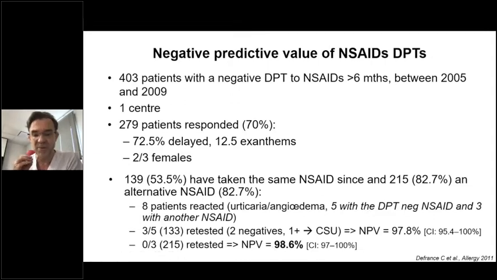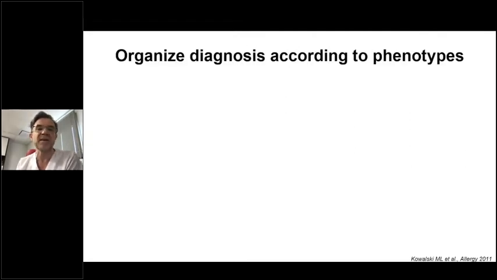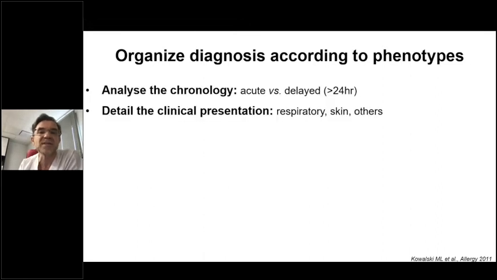When a provocation is negative, we can reassure the patient and say that the likelihood that he or she is going to react in the future is very unlikely. So having that in mind, that the diagnosis is mostly centered around drug provocation tests, how can we organize the diagnosis and find the proper phenotype?